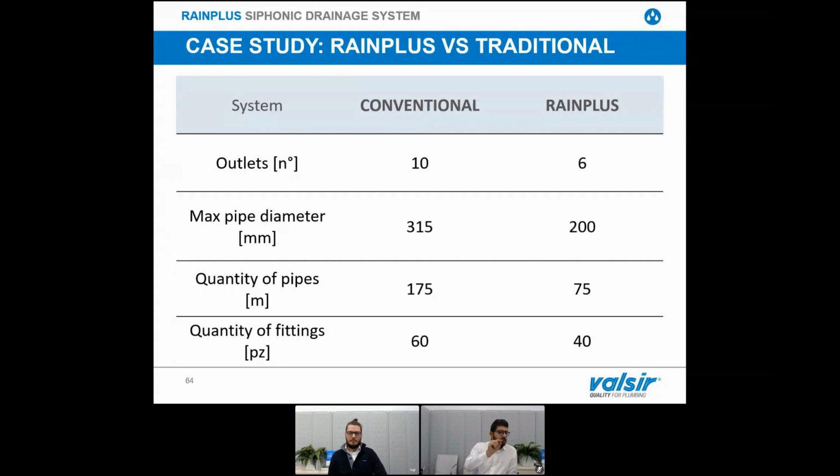So 40% fewer outlets. Second, see the diameters. The maximum diameter that you have with Rainplus instead of a conventional system is 200, so the movement of the material is easier and faster, and you can optimize your time in the building site. But I want to point out the most important figures speaking about the COVID pandemic: the quantity of material that you need to realize the Rainplus system, the Cyphonic system. You have 75 instead of 175, so less than half of the pipes and two thirds of the fittings. So you reduce the quantity of welding, and you reduce the time needed for the installation in the building site.